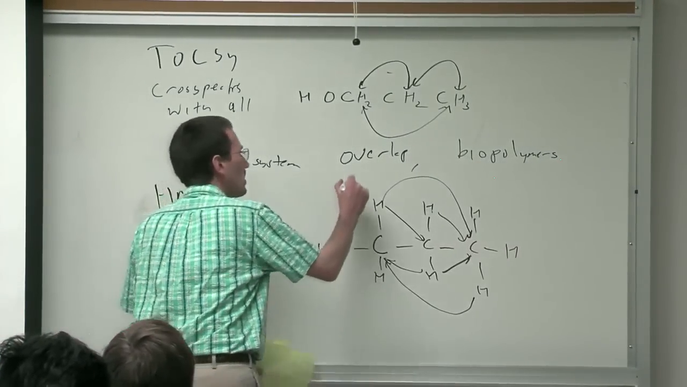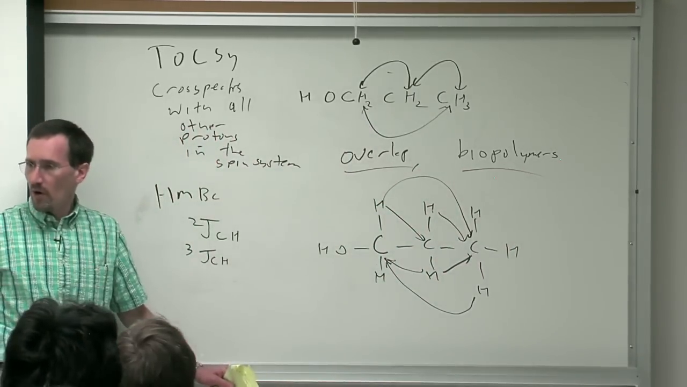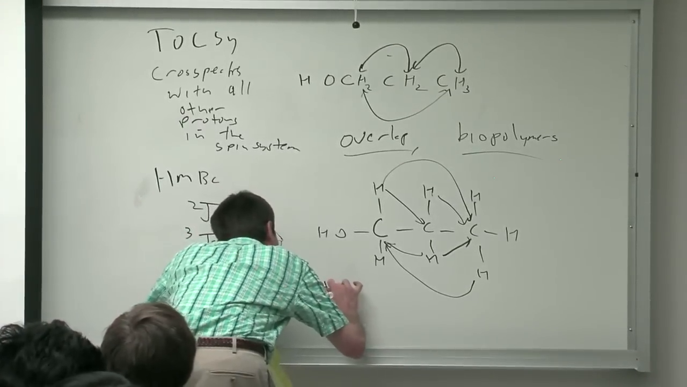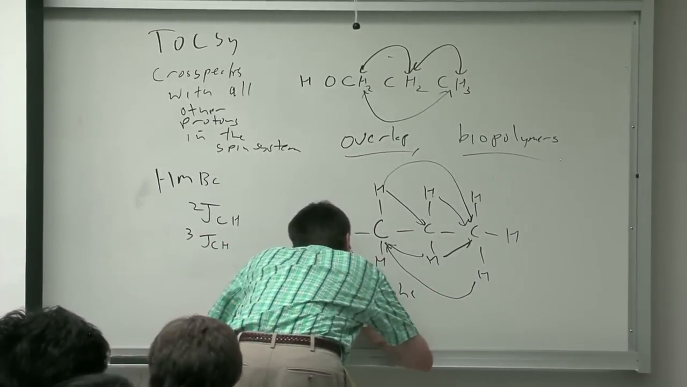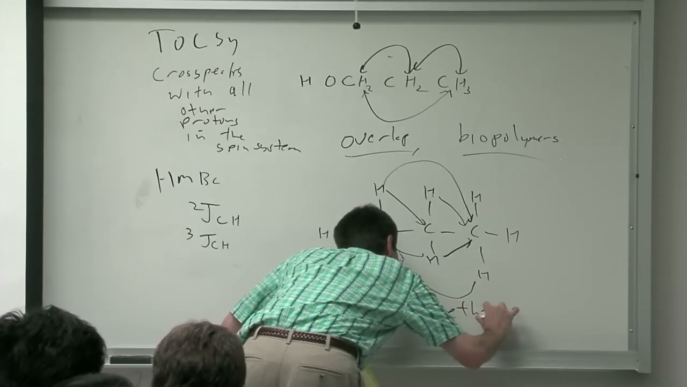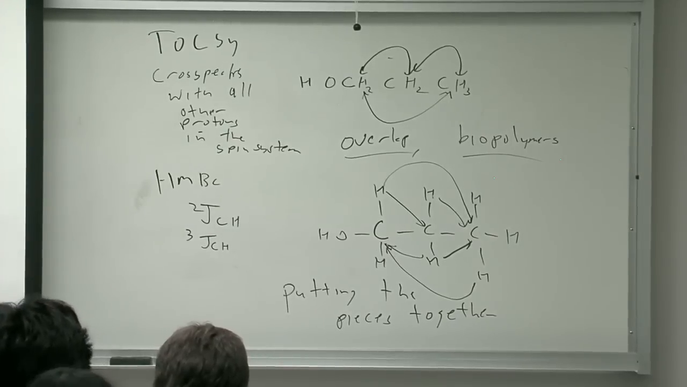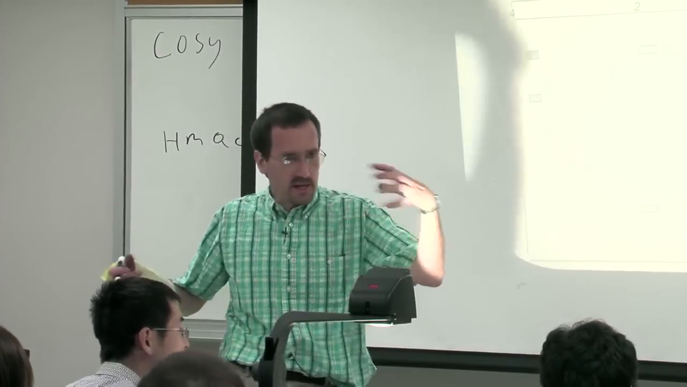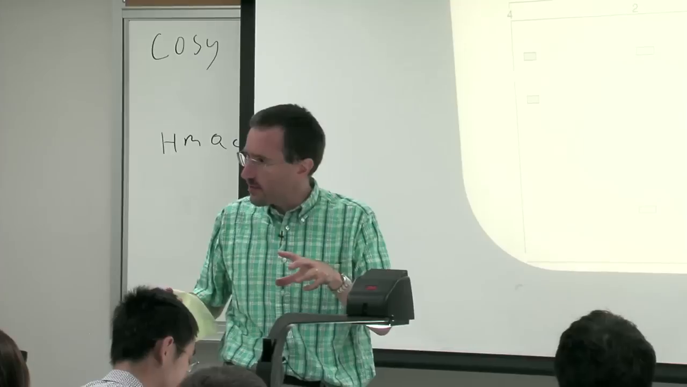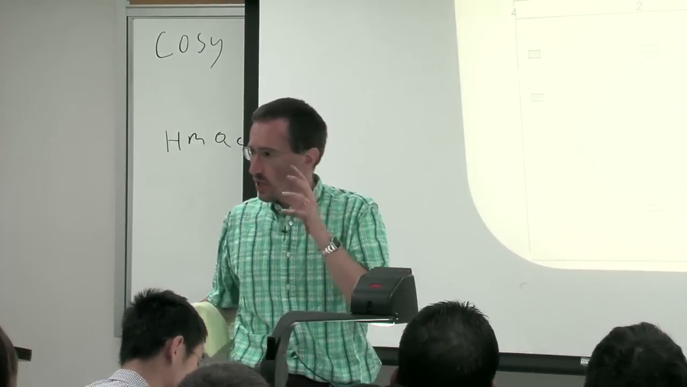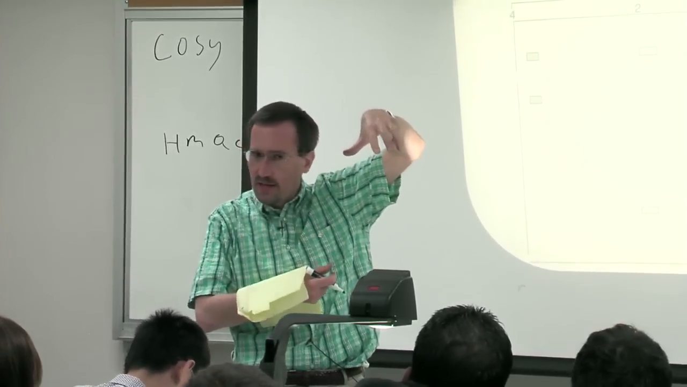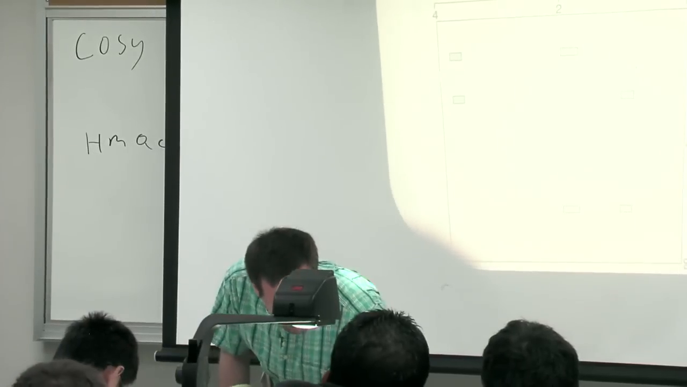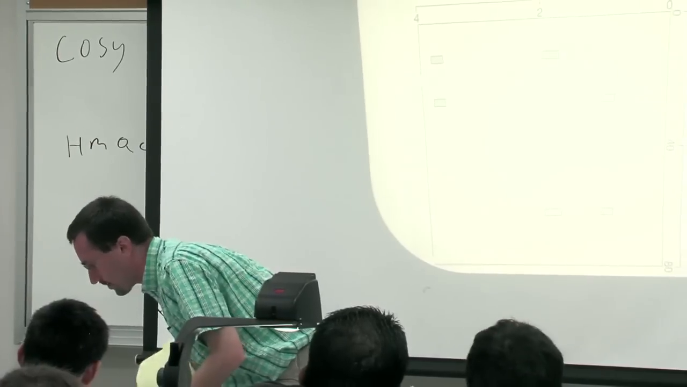So just like I say, TOCSY is particularly good for overlap and biopolymers, what I'm going to do is say that HMBC is particularly useful for what I'll call putting the pieces together. And you know how on the homework I'm telling you to write down fragments, things that you know. I know this molecule has an ethyl group. I know this molecule has an isolated methyl group. When you're getting to that point and you have these fragments and you're saying, now how in heck do I systematically put them together? This is where HMBC shines, where you say, oh, now I can see that this fragment is somehow connected to that fragment, where you have these isolated spin systems and you're trying to put them together. So I'll give you the schematic of an HMBC right now.